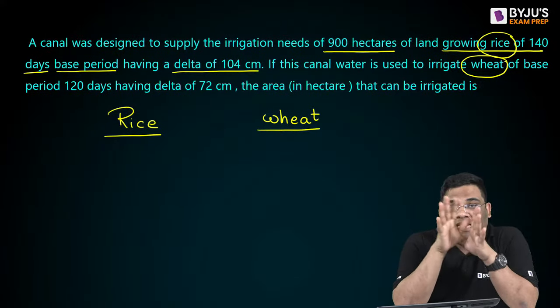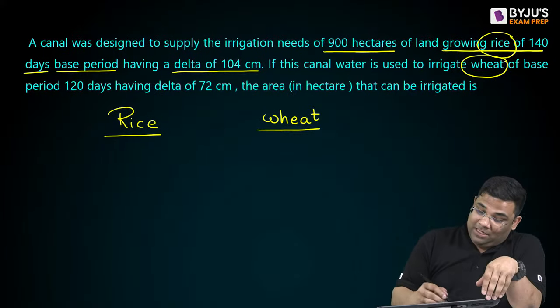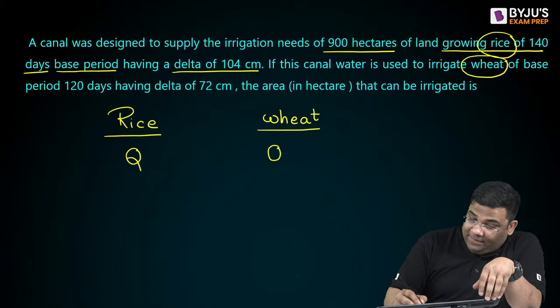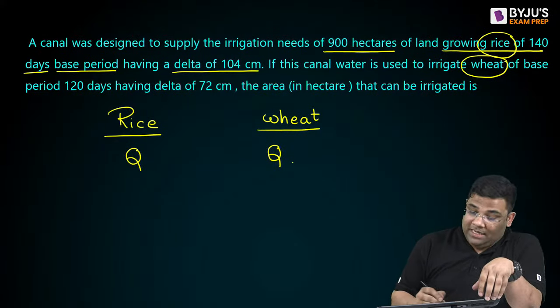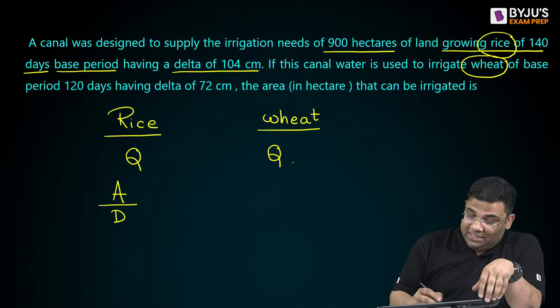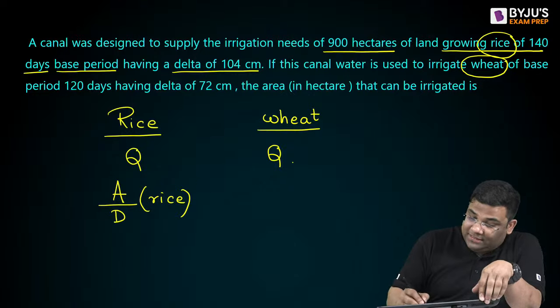If I am saying that the same canal is used, then what will be the same? Yeah, discharge will be the same. So the discharge which was provided for rice, the same discharge will be provided for wheat. And the discharge formula is what? Area by duty. Yes. So I can say the area by duty for rice will be equal to the area by duty for the wheat.